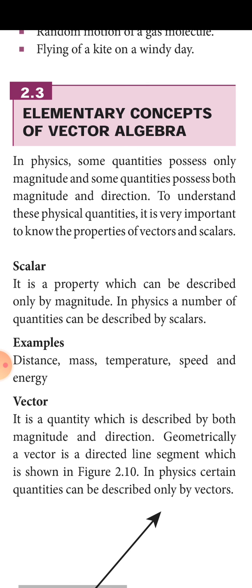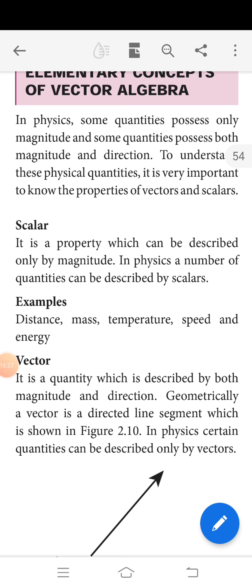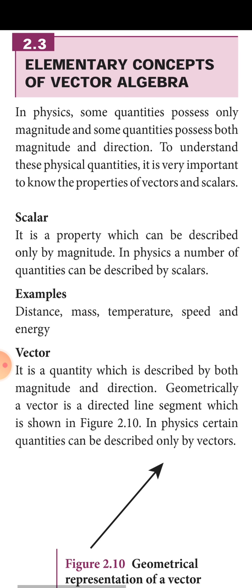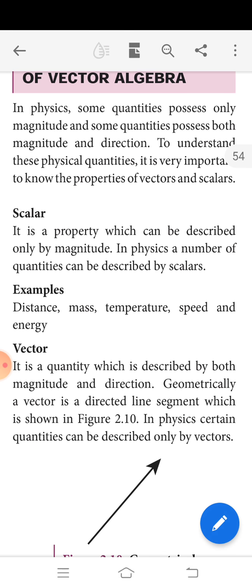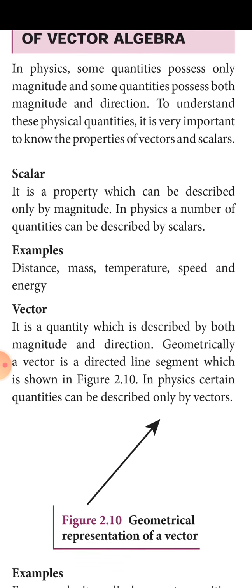And then we are going to see an important topic, elementary concepts of vector algebra. This is the most important one. In physics, some quantities possess only magnitude and some quantities possess both magnitude and direction. To understand these physical quantities, it is very important to know the properties of vectors and scalars.